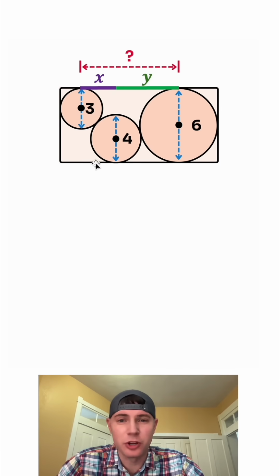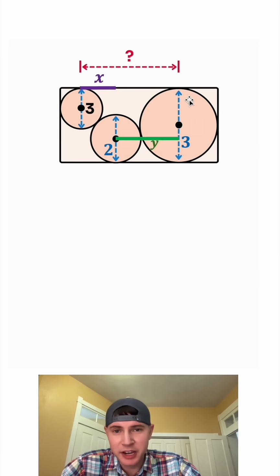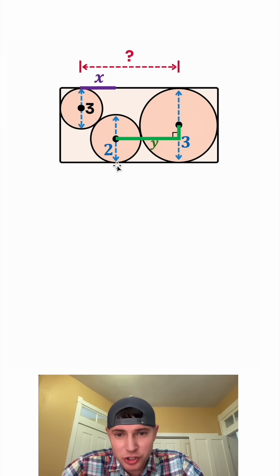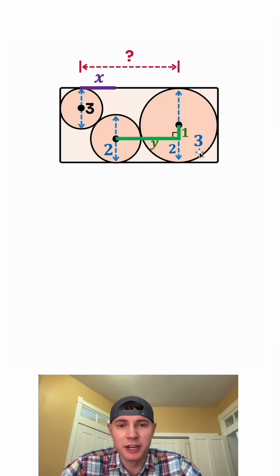Let's look at these two larger circles. This one has a diameter of 4, which means the radius is 2. And this one has a diameter of 6, which means the radius is 3. Let's bring down the green distance and find this perpendicular segment. Since this is 2 right here, this distance would also be 2. And this whole radius of 3 would be broken up into 1 and 2.